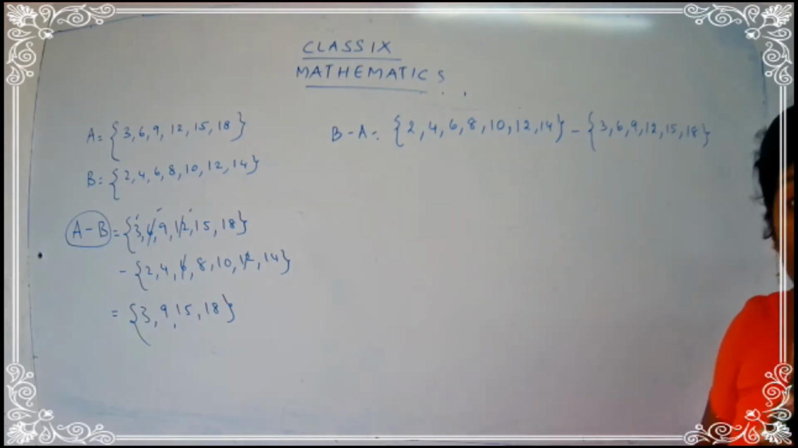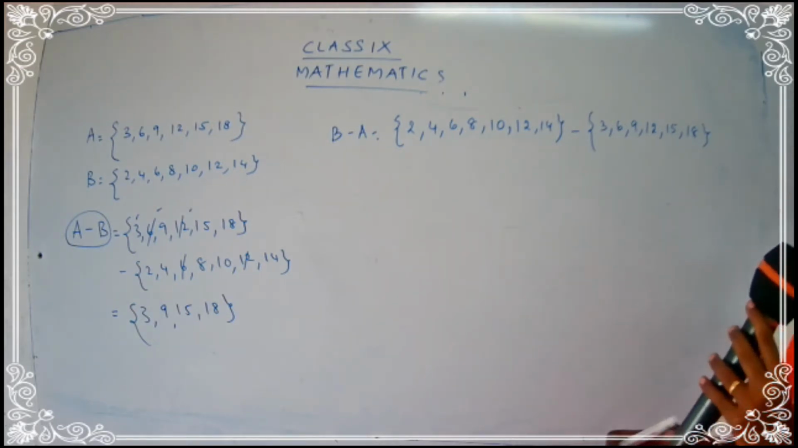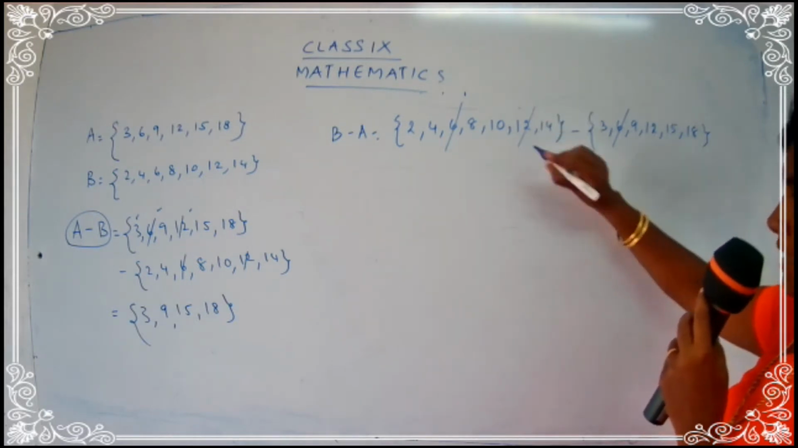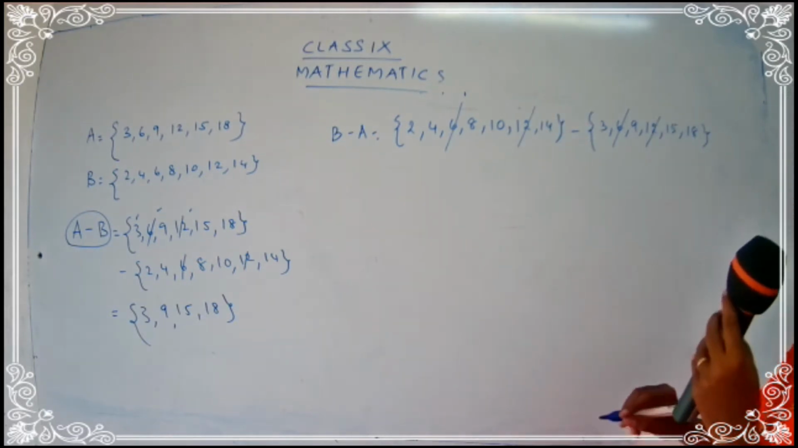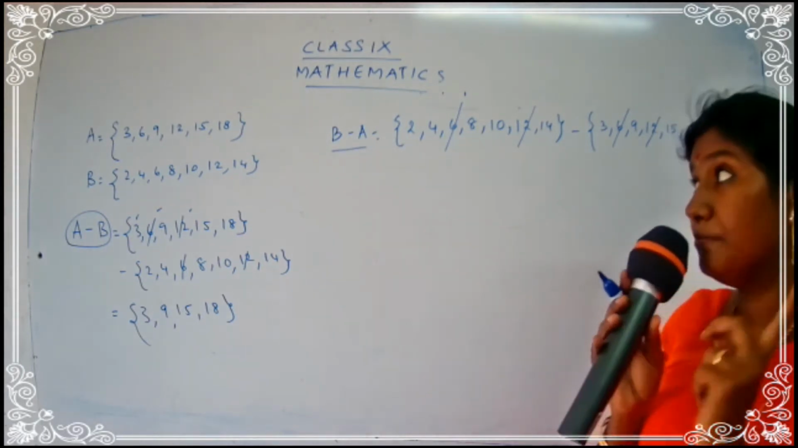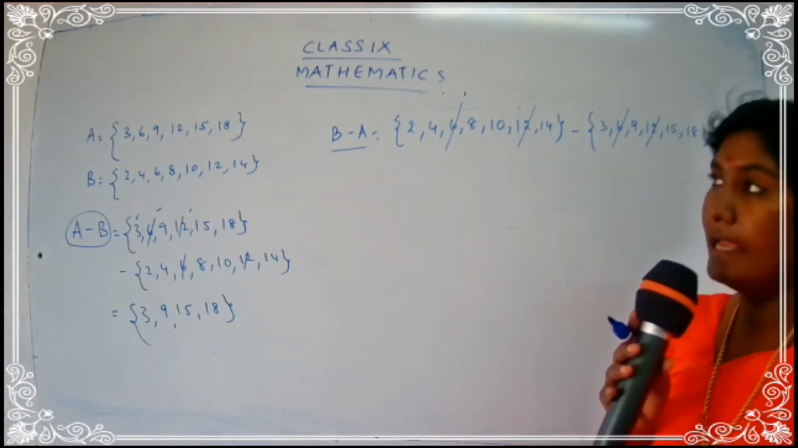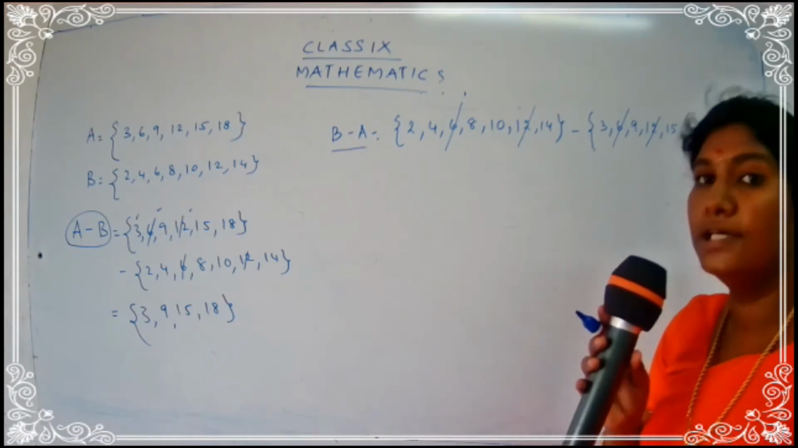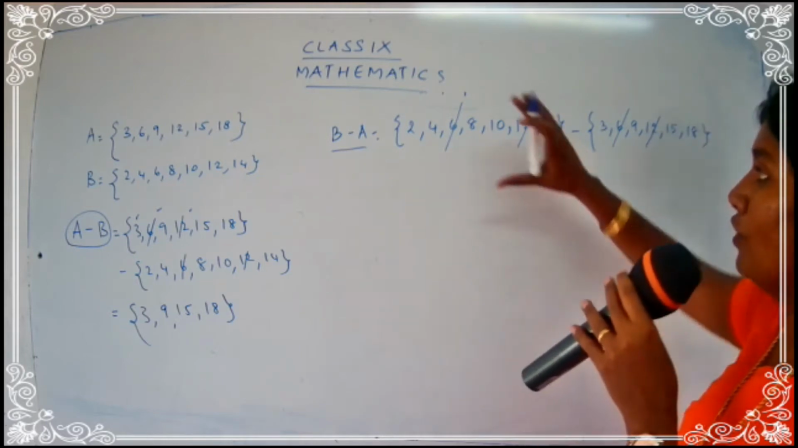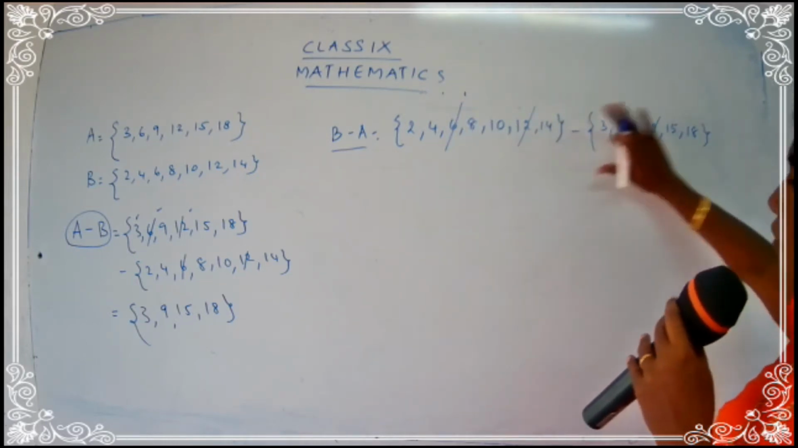Again, what are you going to do? You are going to cancel the common elements, 6 and 12. That's all. So, what is the meaning of B minus A? Present in B but not in A. So, we want the members from B but we don't want the members from A. I want only the B part. I don't want the A part.